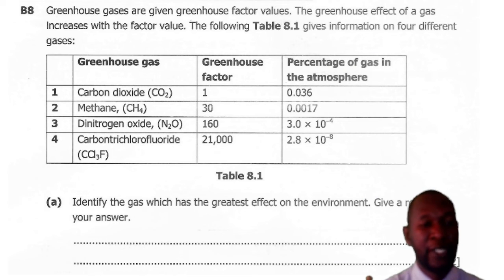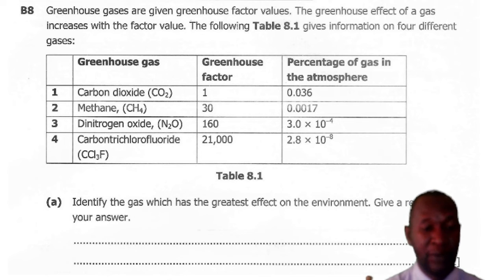B8. Greenhouse gases are given greenhouse factor values. The greenhouse effect of a gas increases with the factor value. The following table 8.1 gives the information of 4 different gases: carbon dioxide, methane, nitrogen oxide, and carbon trichlorofluoride. Part A. Identify the gas which has the greatest effect on the environment. Give a reason for your answer.